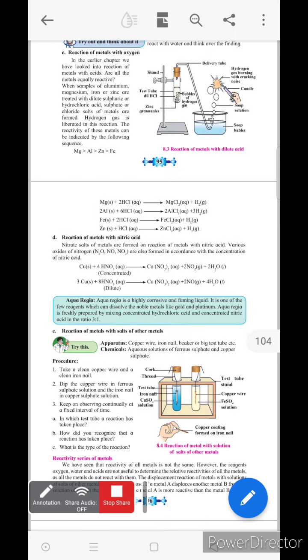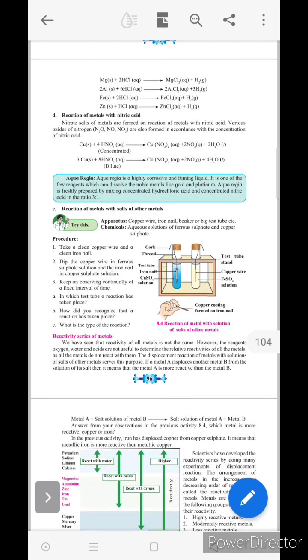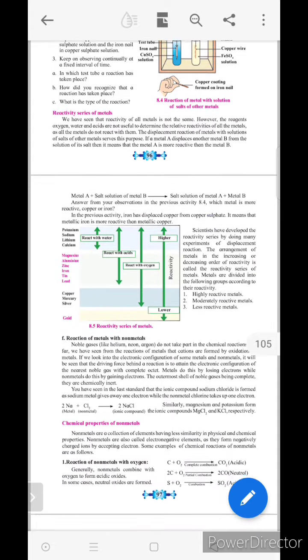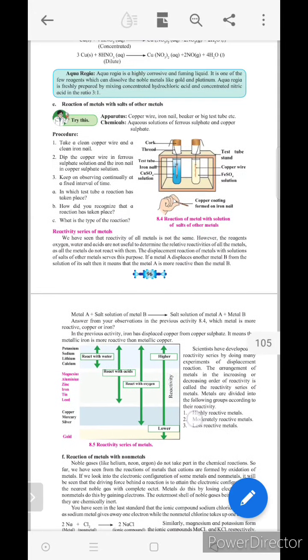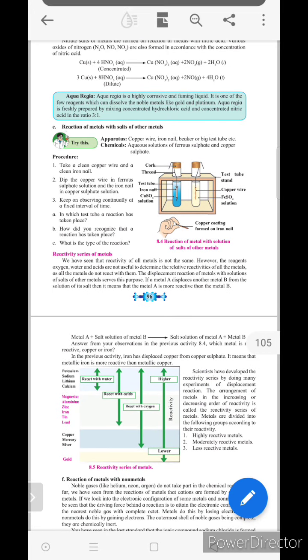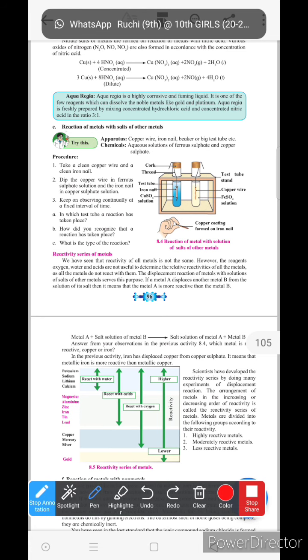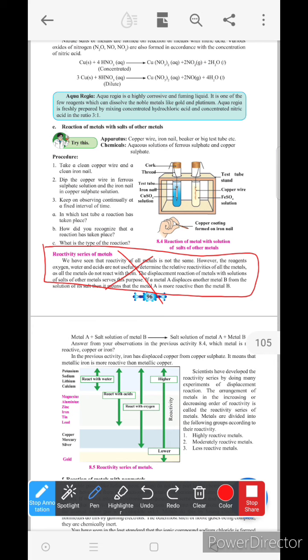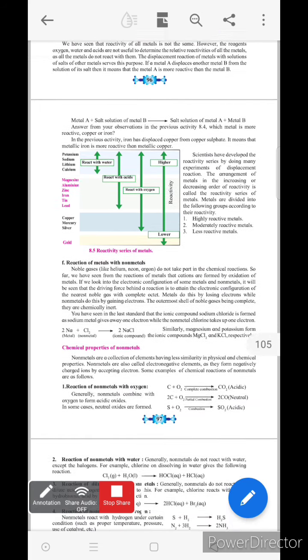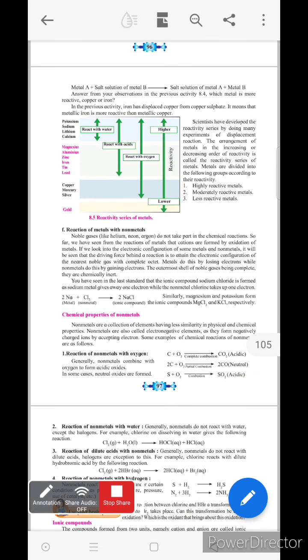Page number 96. On page number 96 you can see the topic called reactivity series of metals, and the topic is removed from your syllabus. Then page number 97, there is no reduction.